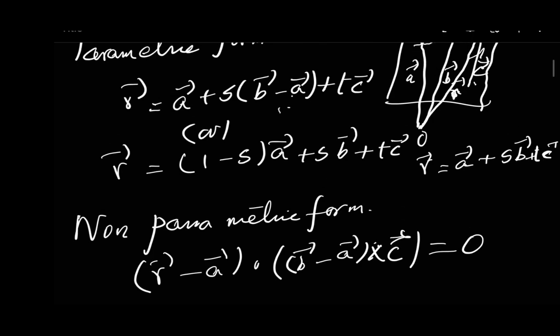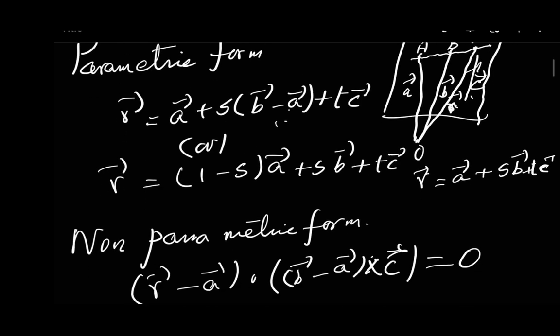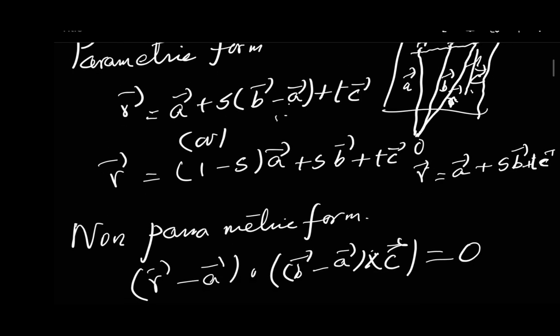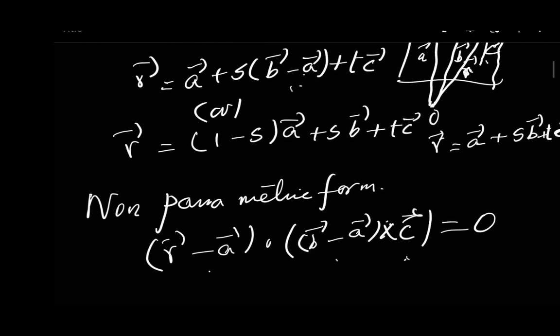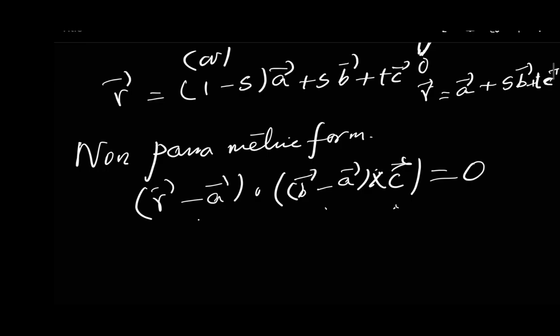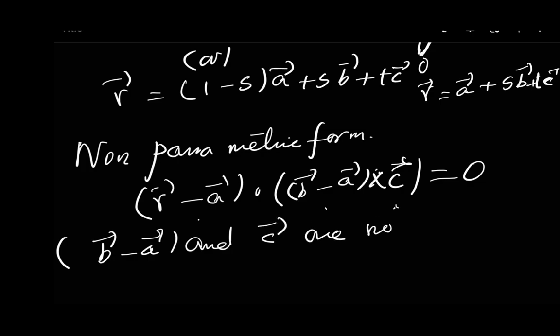Let me give you a small explanation. This is B minus A, parallel to the line, and C is parallel to the plane. So the plane is normal to the cross product of the two vectors. If two vectors are perpendicular, then the dot product becomes 0. This is the non-parametric form, where vector B minus vector A and vector C are non-parallel vectors.